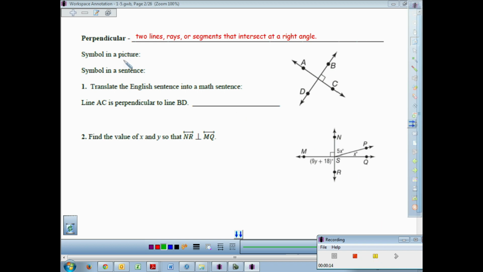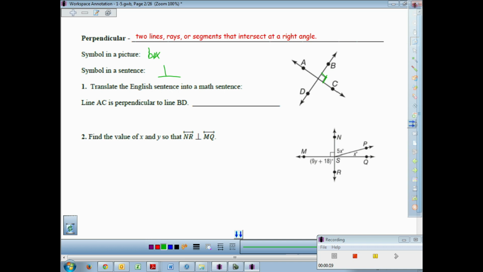In a picture, you might see a symbol for perpendicular. The symbol in a picture is the box, the right angle box. If you're in a picture, you see that symbol right there. Now, the symbol in a sentence, like if they had something in a math sentence, looks like this, an upside down capital T. Upside down capital T means perpendicular.